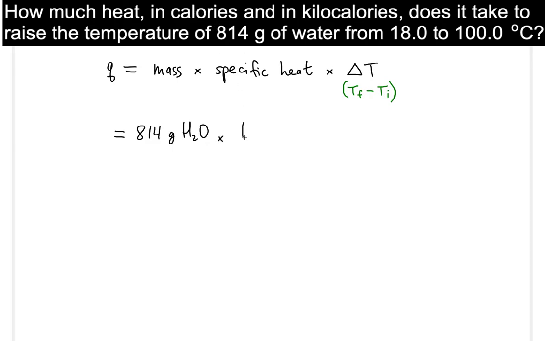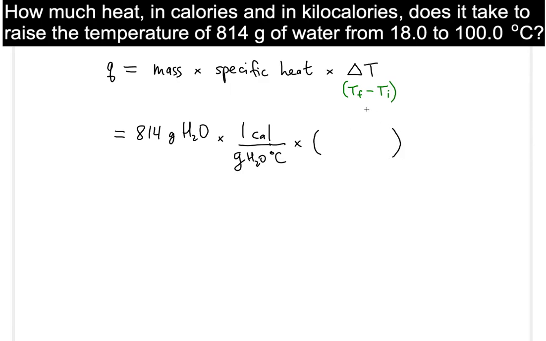So we know that 1 calorie of heat is required to change a 1 gram sample of water by 1 degree Celsius. So to change the temperature by 1 degree Celsius of a 1 gram sample of water, you will need 1 calorie of heat. So that means we can put in the bottom per gram H2O, per degree Celsius, and then finally, the temperature change.